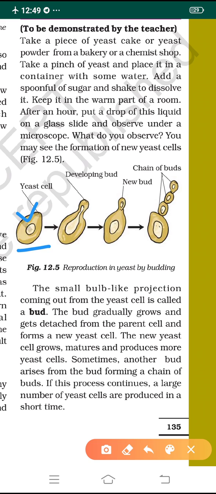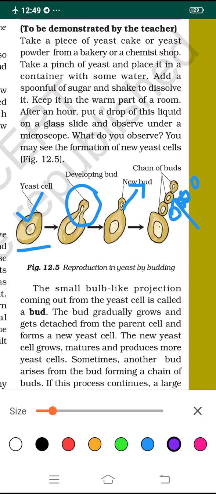See, this is the yeast cell. When you give it time and provide sufficient nutrient, suppose a spoonful of sugar, which is a nutrient for the yeast to grow, the yeast will develop a bud. That bud becomes a new individual. Like that, a chain of buds is formed one above the other. Here you can see in the diagram.